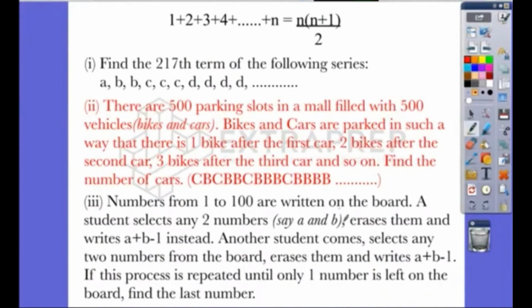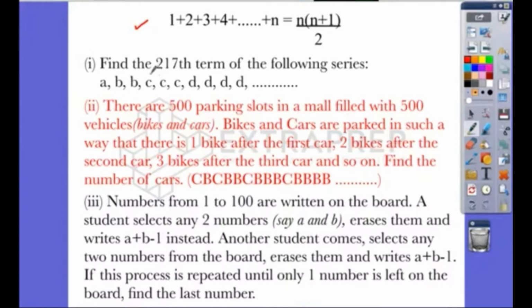Okay, there are 3 questions, and these 3 questions are based on the formula 1 plus 2 plus 3 plus 4 plus so on up to n is equal to n into n plus 1 by 2. We will be using this formula only for these 3 questions. So let's look at the first one. We'll solve one after another.